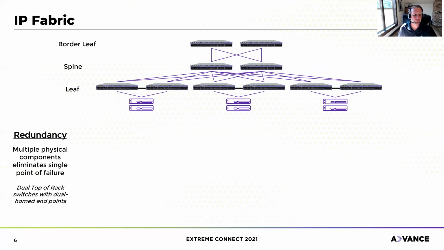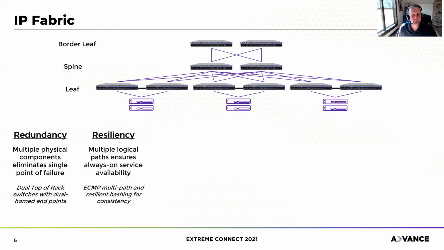So let's start with redundancy. Redundancy is pretty simple. It's multiple physical components, eliminating any single points of failure. I put one example down there: a dual top of rack switch with dual homed endpoints. So I have my compute devices shown here, all of them dual homed into dual switches. So everything is redundantly connected.